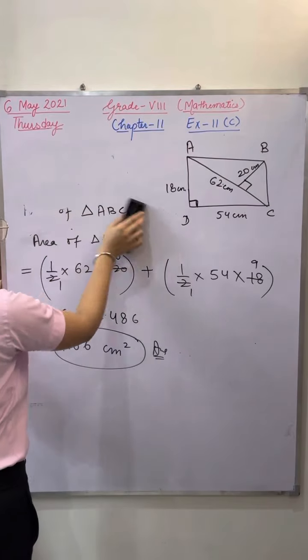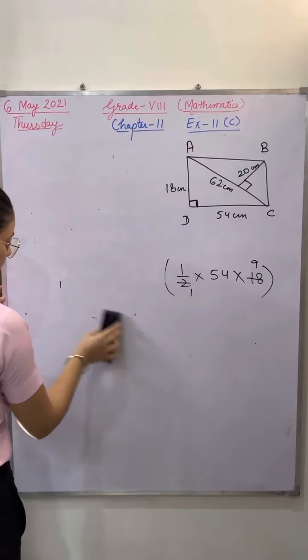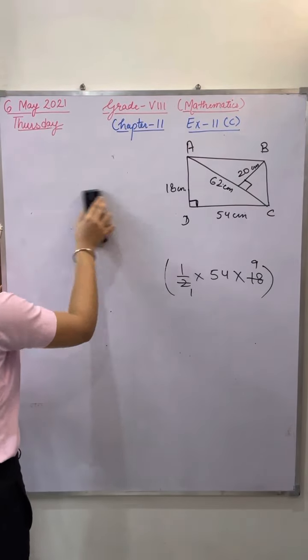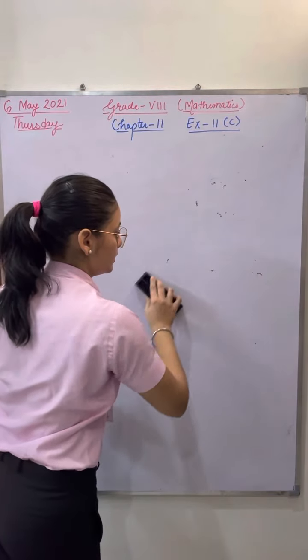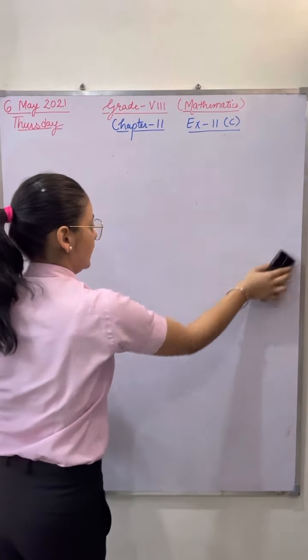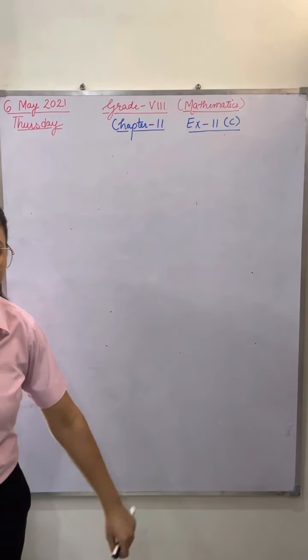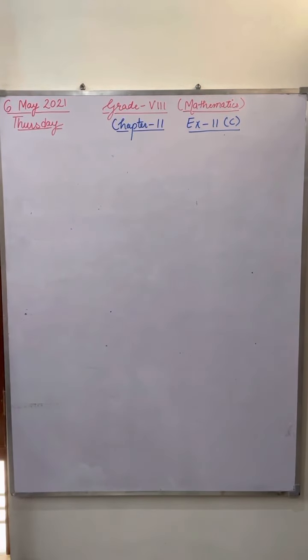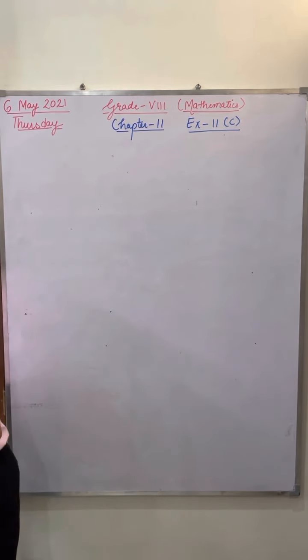Now let's start with the third question. Read out the third question quickly and predict a figure in your mind, because in the third question the shape is not given. So you have to predict. First of all, what are they saying? What kind of shape is it? Very good. What shape is it? Yes.